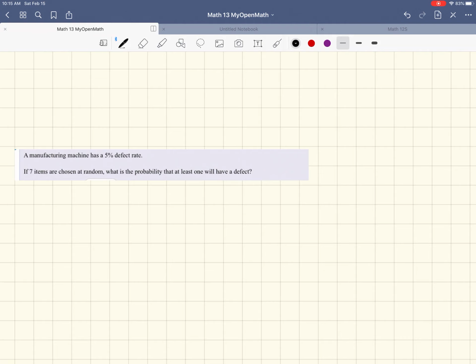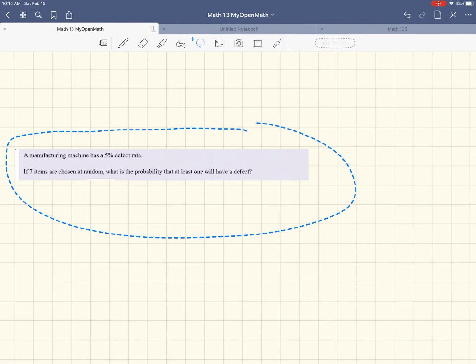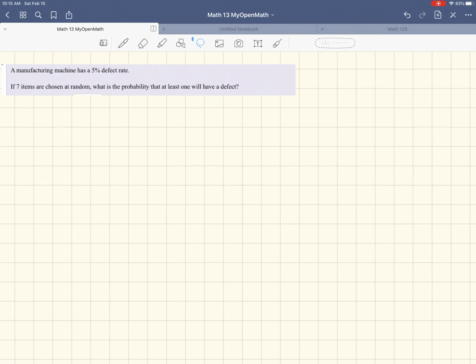A manufacturing machine has a 5% defect rate. If seven items are chosen at random, what is the probability that at least one will have a defect? Okay, let's move this up a little bit so we have some room to work. Okay, at least one will have a defect.